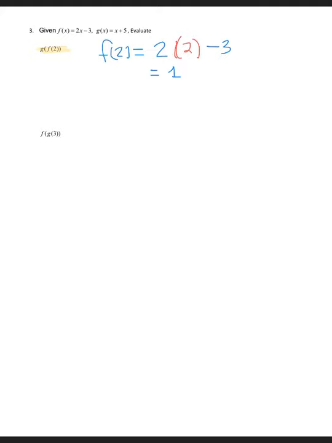So now what does that mean? I'm going to do g, because f of 2 is 1, see, all this is 1. I just need to do g of 1, so I get the g function and I replace x with 1. So this is going to be 1 plus 5, so I get 6, and that's the answer.